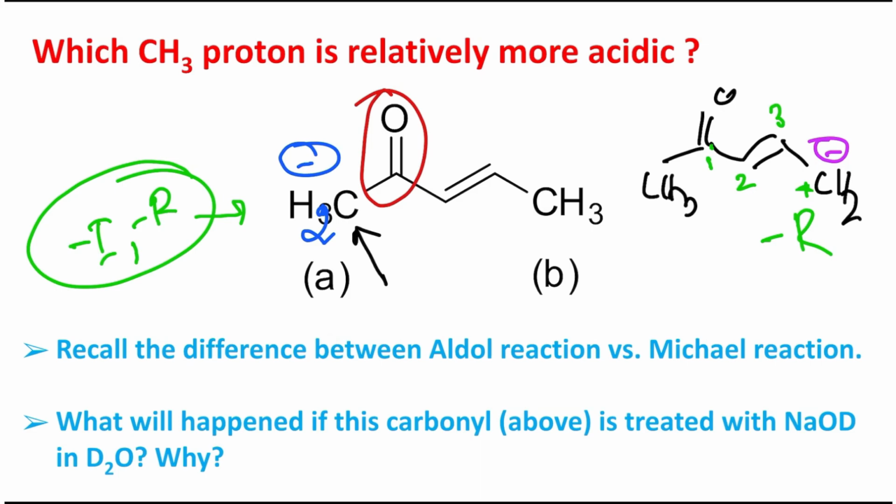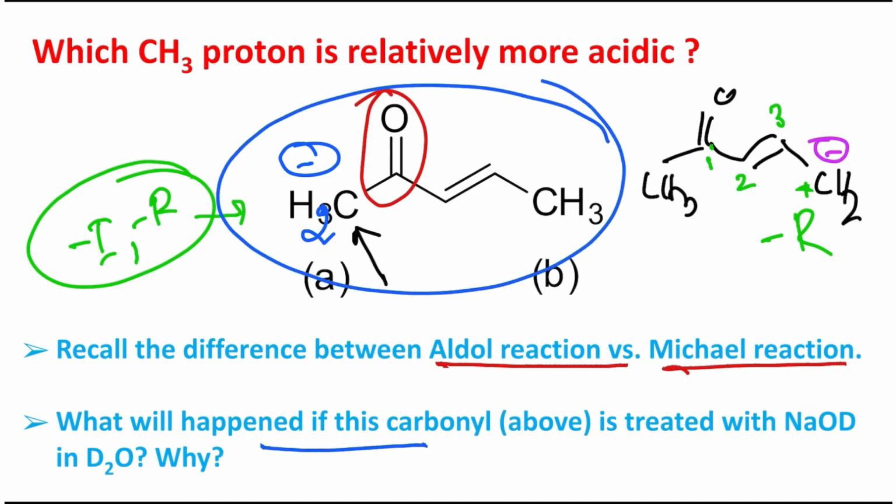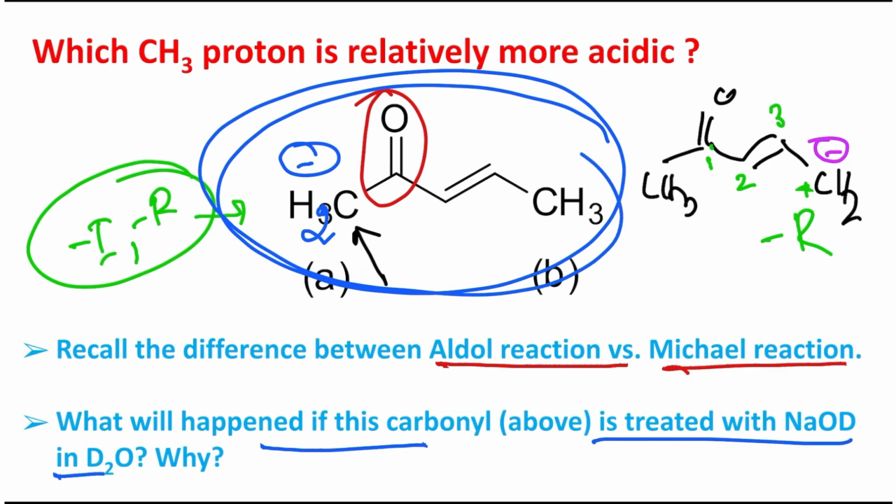Now in this context, I request you to recall the difference between aldol reaction and Michael reaction, and by the way, I have already given a dedicated lecture on this topic. And another interesting question: what happens if this carbonyl, which I have presented here, is treated with sodium deuteroxide in D2O, and why will it happen? I am giving you this home task. If possible, please do this and write the answer in the comment box.